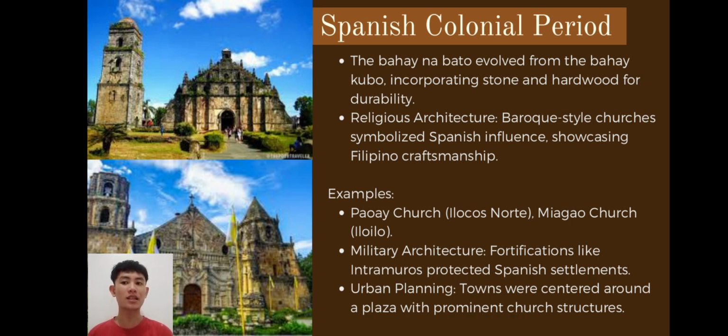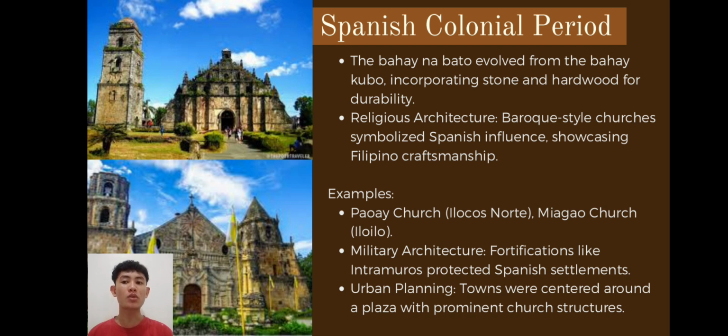One of the most iconic innovations of this period was the Bahay na Bato. This structure evolved from the Bahay Kubo of the pre-colonial period, blending indigenous Filipino design with Spanish colonial elements. The Bahay na Bato was designed for durability and comfort, adapting to the tropical climate and frequent natural disasters such as typhoons and earthquakes.